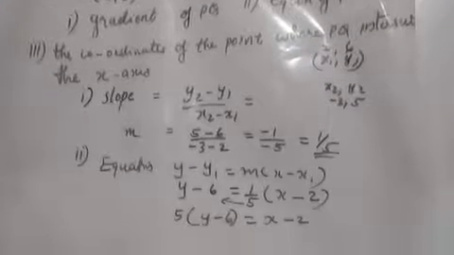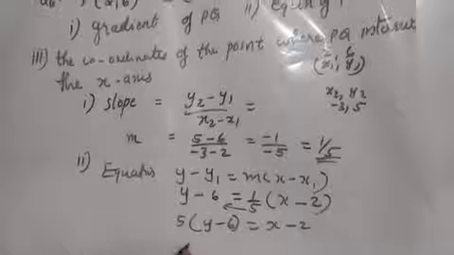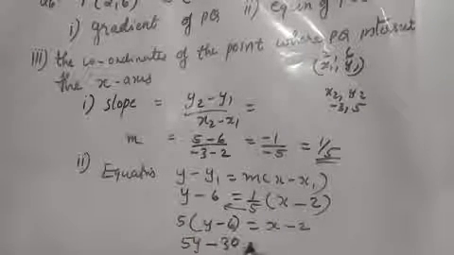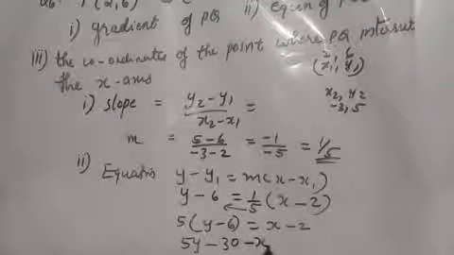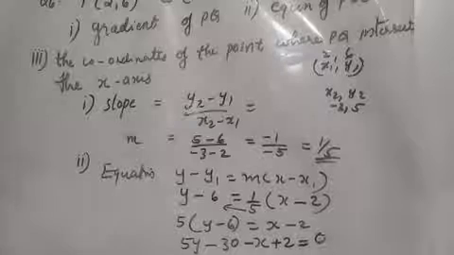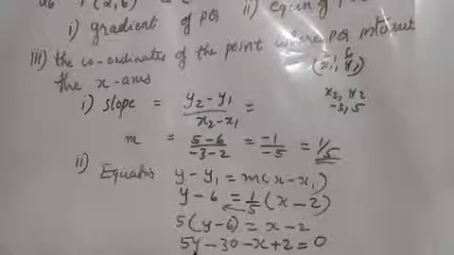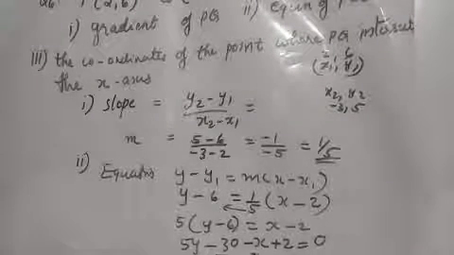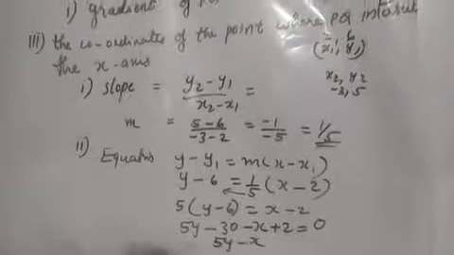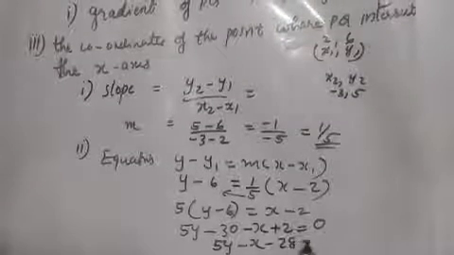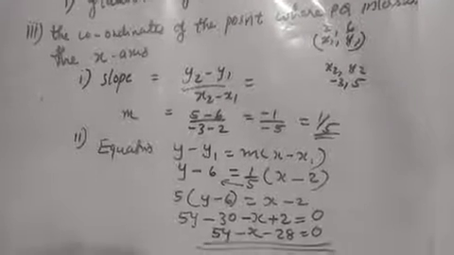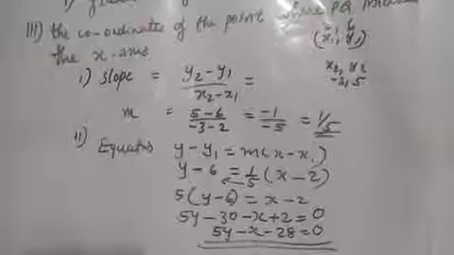What is 1 into (x minus 2)? It is x minus 2 itself. 5y minus 5 sixes are 30. And we can write the x to the left side as minus x, and minus 2 to the left side as plus 2, equal to 0. That is 5y minus x minus 30 plus 2 gives minus 28, equal to 0. Okay, this is the equation of the straight line. That is the second question.